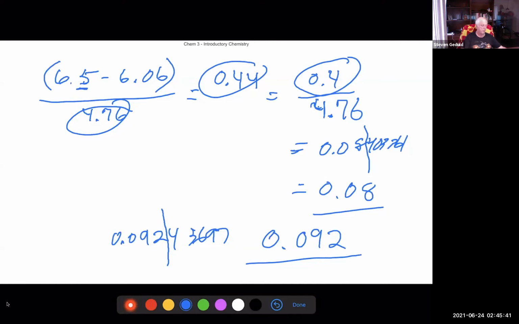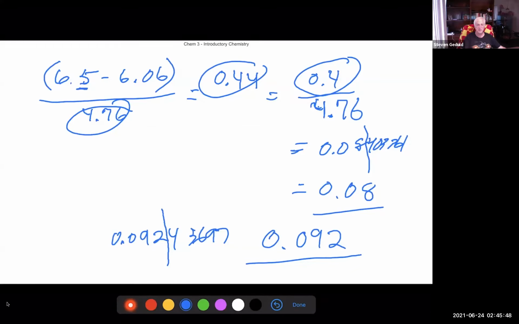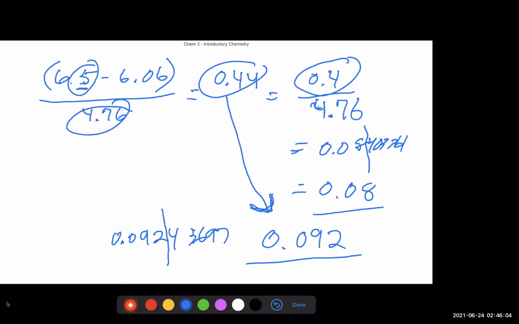Is that what they were looking for, 0.092? Yeah. Okay, that's how they did it. But that doesn't take into account this least significant digit right here. So like I said, I do it the other way, but they can do it that way too. All right, perfect. Other questions?